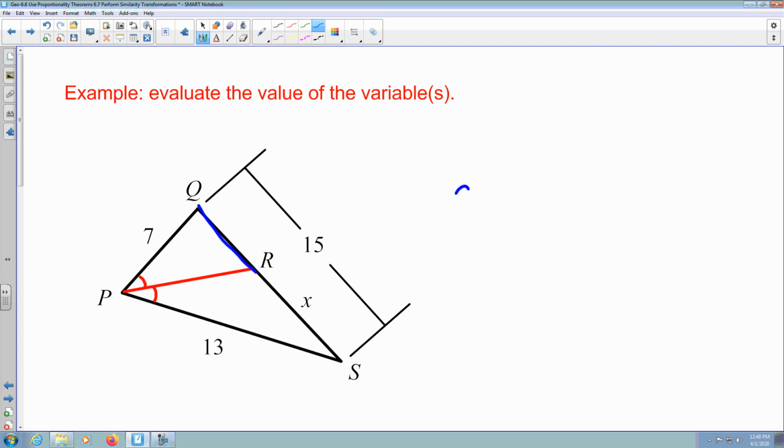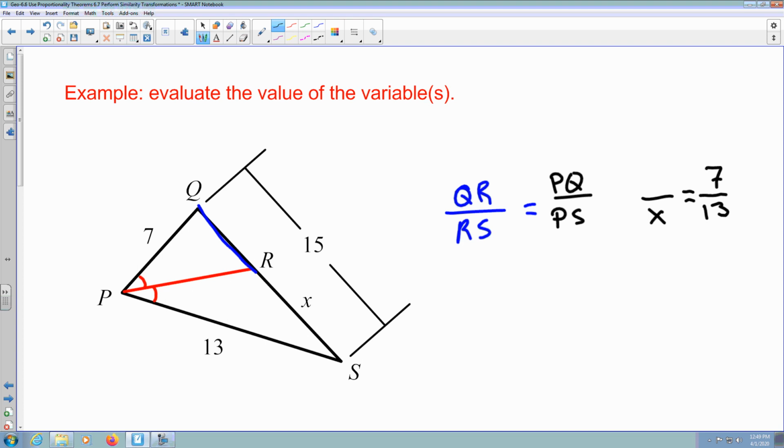QR over RS is going to be proportional to, I'm sorry, PQ over PS. So if you look at the value of RS, that's our value for X. PQ we have as 7, and PS we have as 13.